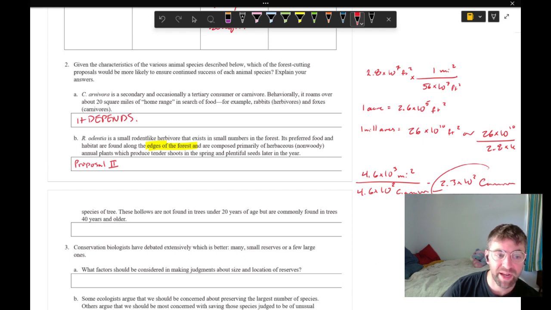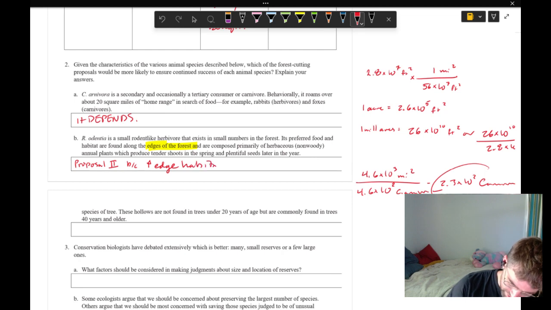Simply because it produces more edge habitat. If the success of this species is directly related to the amount of edge habitat, then it would be more successful if Proposal 2 were adopted. Because increased edge habitat.